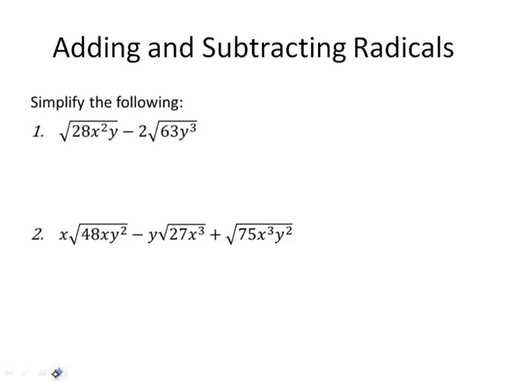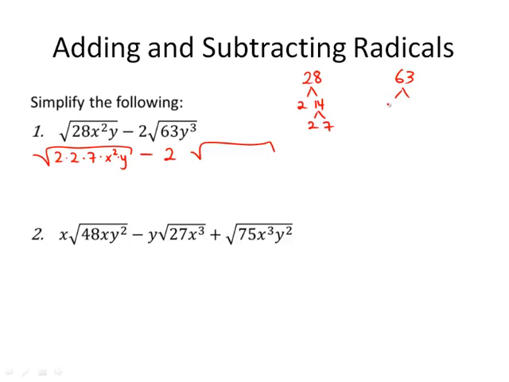Let's continue on to a few more complicated examples, where we have to simplify both the numbers and the letters. Let's begin. 28 is made up of 2 times 14, which is 2 times 7. So the root of 28x squared y can be written as 2 times 2 times 7 times x squared times y. Minus 2 root 63, which is probably divisible by 3.